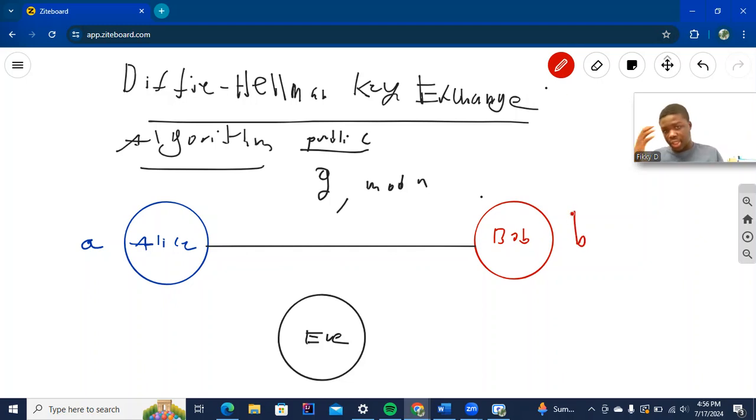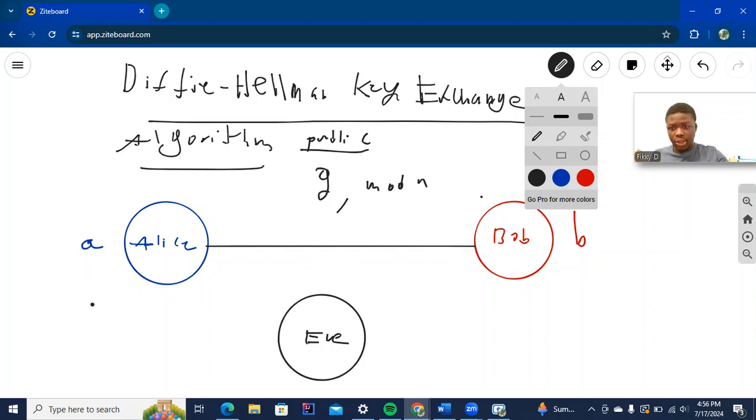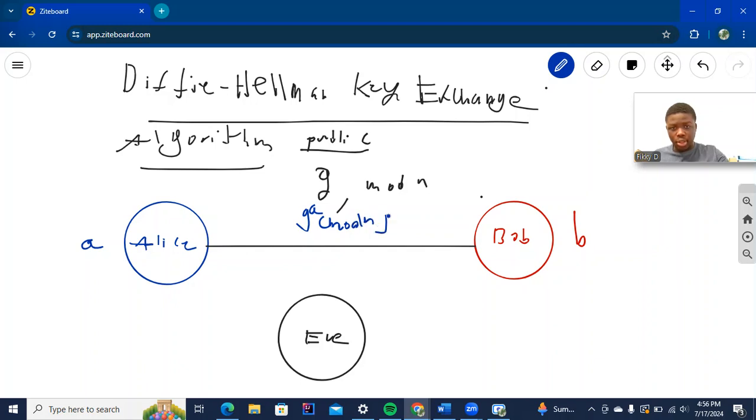And Eve is just sitting here chilling. So what they're going to do is they're going to calculate G to the A mod n, and that is going to be public. So they're going to calculate G to the A mod n, and G to the B mod n. But this is all public information. Okay.